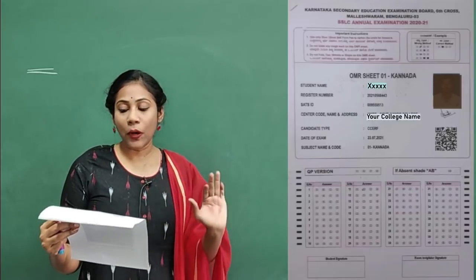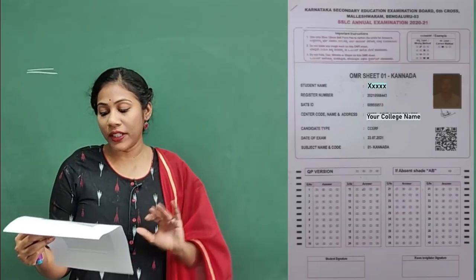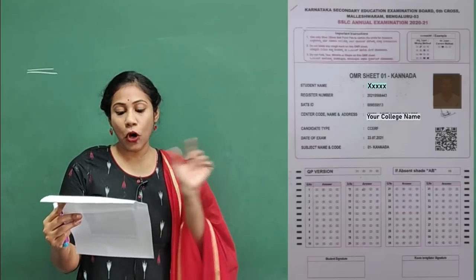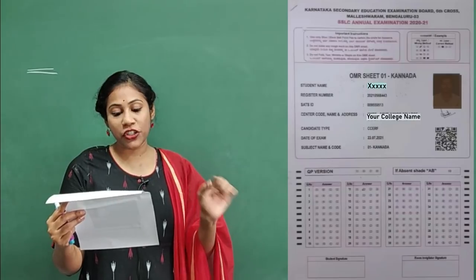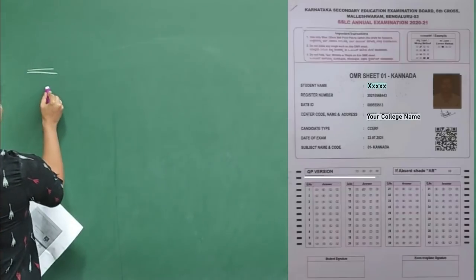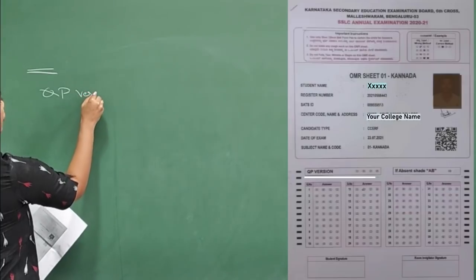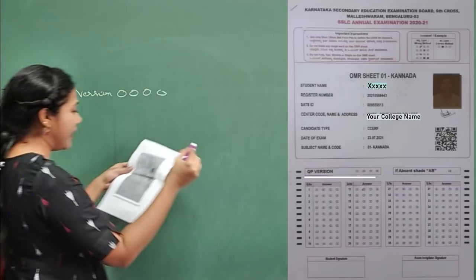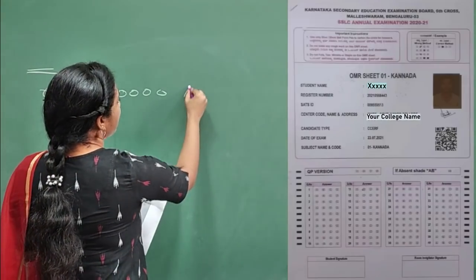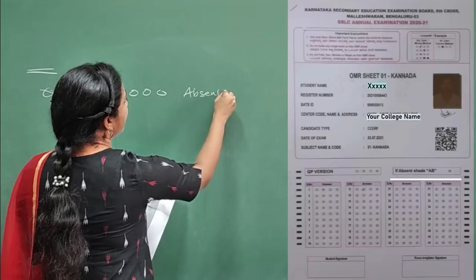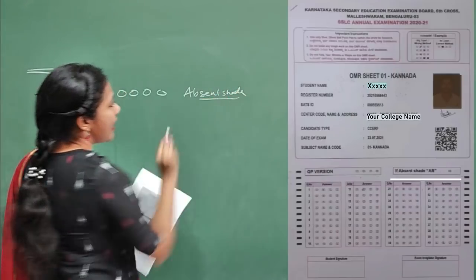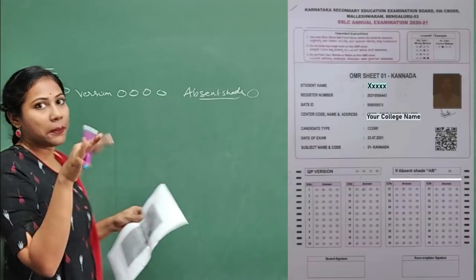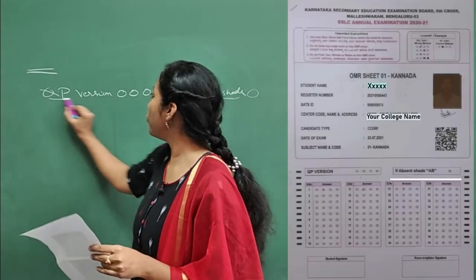And coming to the very important point that you have to do on an OMR sheet, you see here there are two options. One is QP, question paper version. So you have something called question paper version, right? And four circles are there here. And another one is absent shade, right? If you are absent for the examination, your invigilator will shade that particular circle. If you are present for the examination, you have to go for this column.